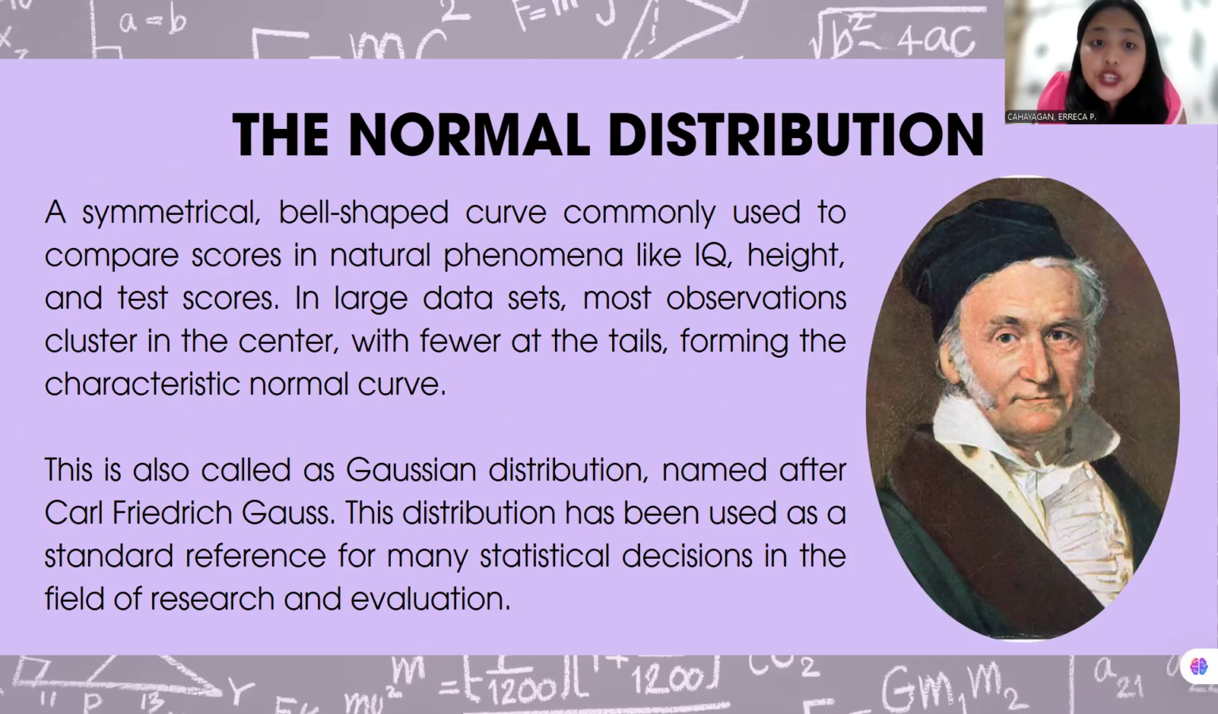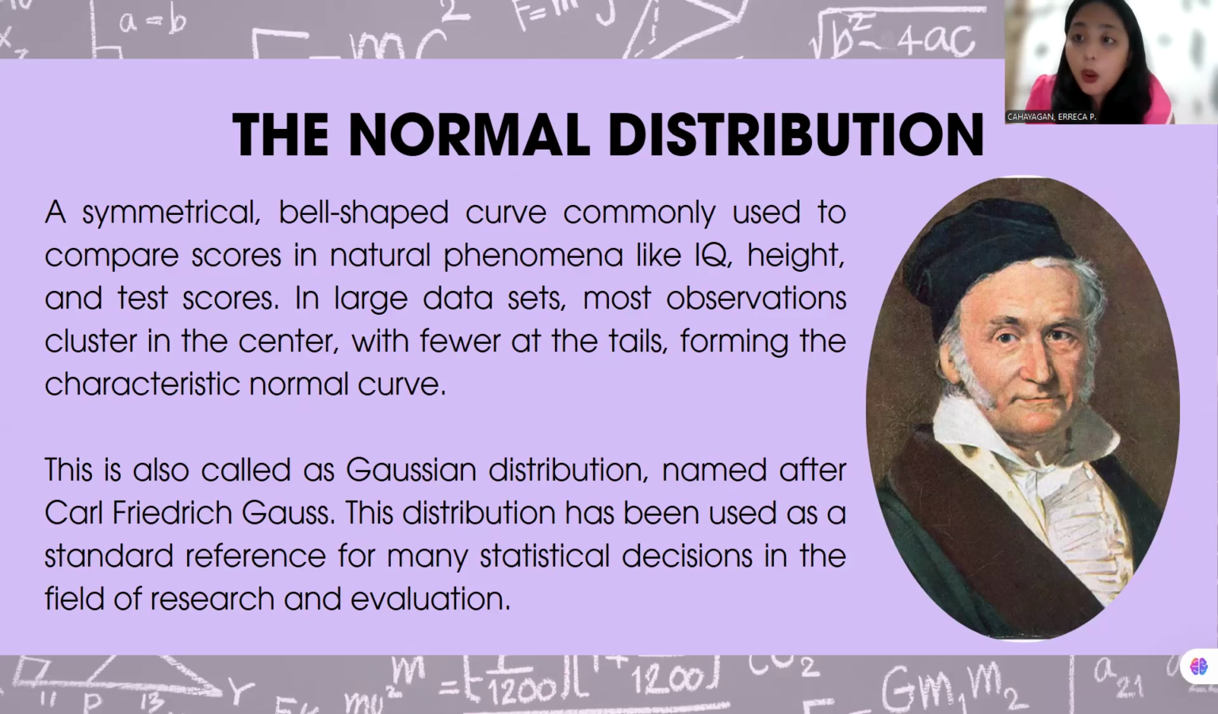A symmetrical bell-shaped curve commonly used to compare scores in natural phenomena like IQ, height, and test scores in large sets. Most observations cluster in the center, with fewer at the tails, forming the characteristic of a normal curve. So based on the text I read, normal distribution is a special type of graph, no? The graph looks like a smooth symmetrical bell shape, which I will let you see in the next slide.